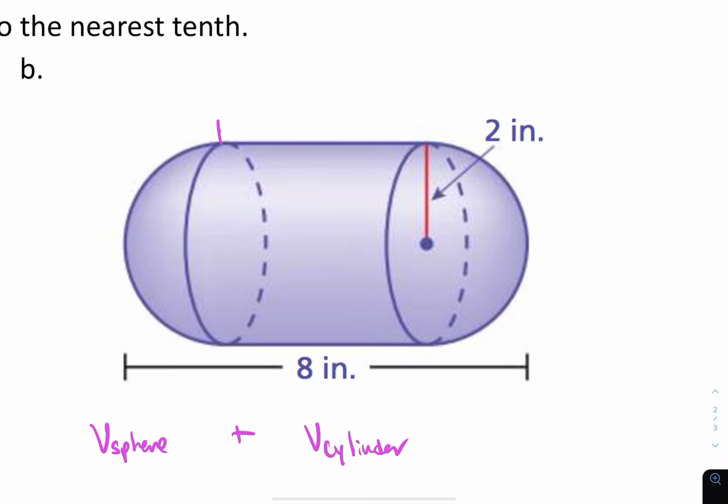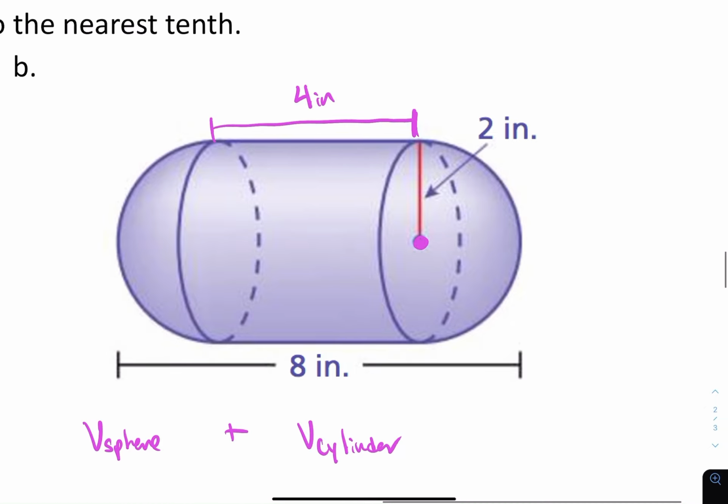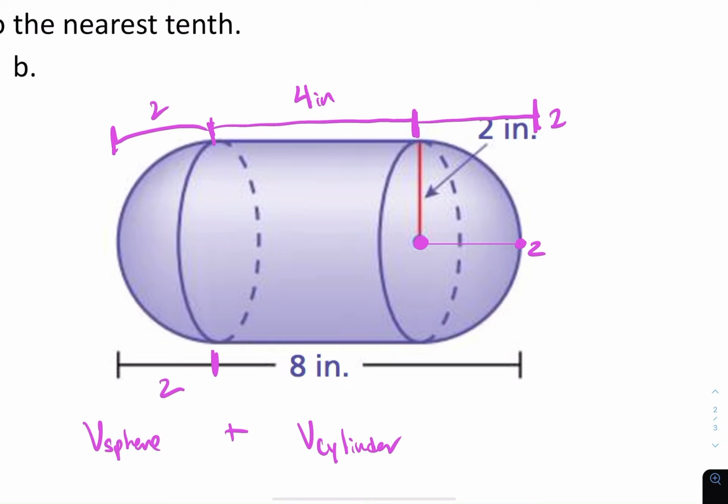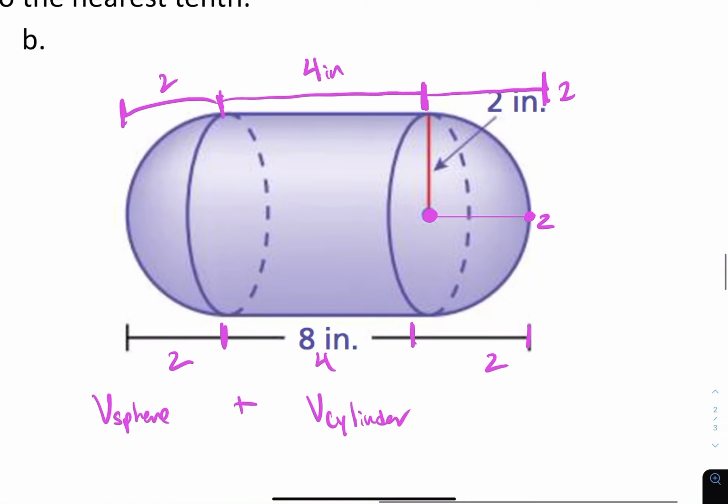Okay, but be careful. What is the height of my cylinder? It's not 8, right? It's actually going to be 4 inches. And here's why. From here to here, it's 2. So that means from here to here, it's 2. From here to here, it's also 2. So that's why it's broken up into 2. This middle part has to be 4. Okay, so this is going to be your height. Your radius is going to remain as 2.